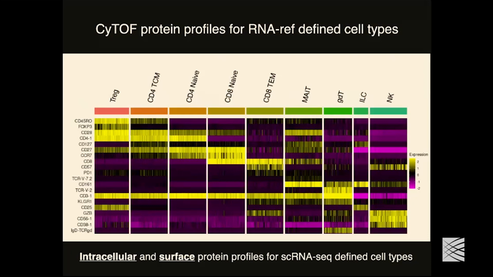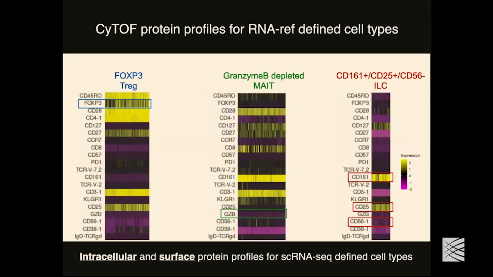Then here are the general marker genes, but I want to highlight some hard-to-annotate populations. For example, this Treg clearly shows the transcription factor FOXP3, based on the integration using only surface markers. And in the MAIT cells, we see clearly they are granzyme B depleted, which was also reported before. The most interesting are those ILCs that we annotated independently from the original CyTOF data. And here we can see the correct immunophenotype of those ILCs: CD161 positive, CD25 positive, and CD56 negative. That proves this is the correct annotation that we have.